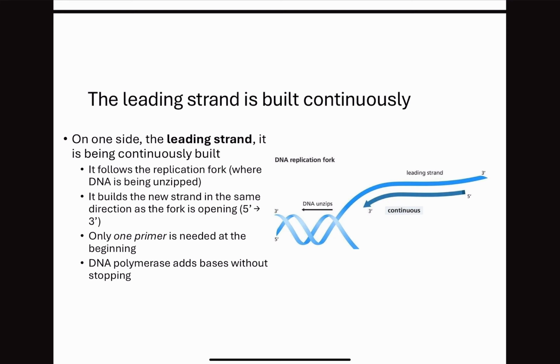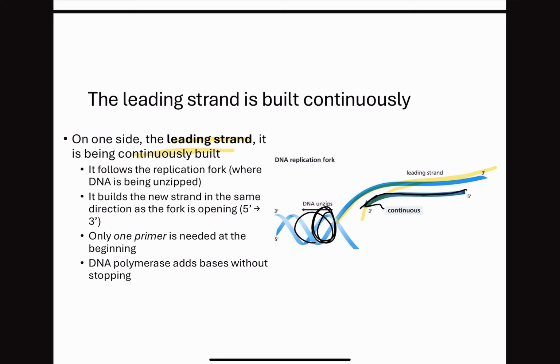So on one side of our unwound DNA molecule is the leading strand. The leading strand is where DNA polymerase has an easy job, right? The leading strand is being continuously built. It is going to follow that replication fork, which is the place where DNA is being unzipped. It's going to build the new strand in the same direction as the fork is opening. So the fork is opening this way, so that it's being built this way.